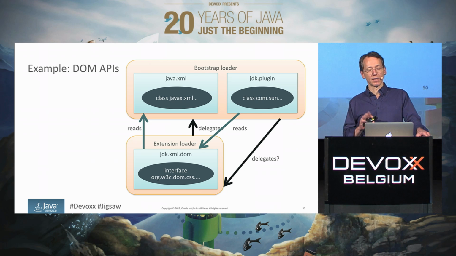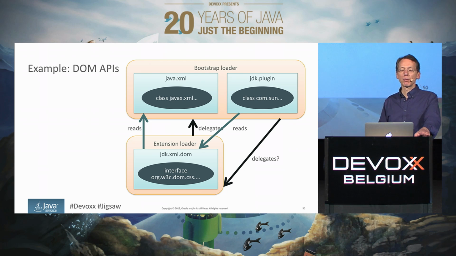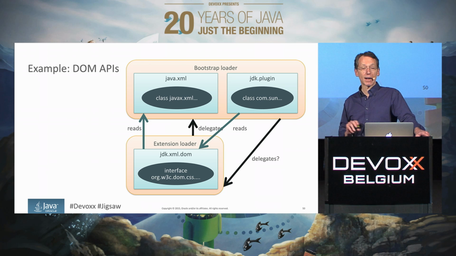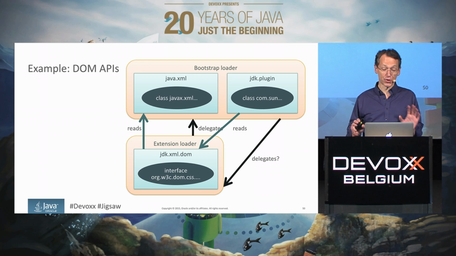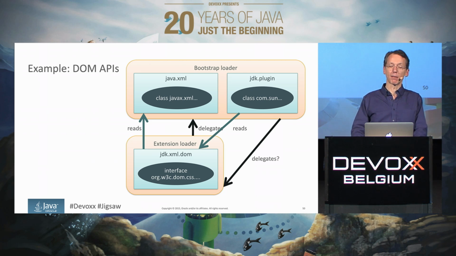But set that aside and consider this. The Bootstrap loader never delegates. So in fact, this mapping of modules to loaders is just wrong, given the reads edge from jdk.plugin to jdk.xml.dom. Fortunately, we caught this in time.